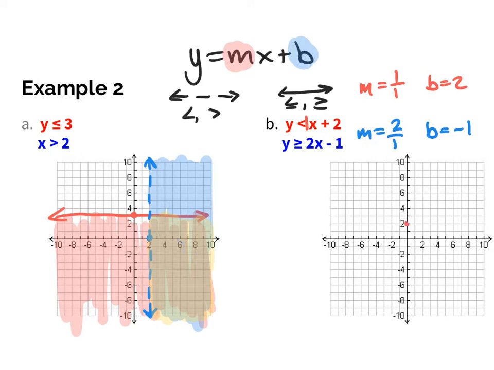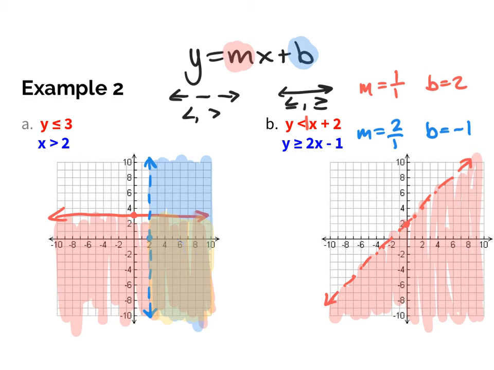So for the red line, I'm going to start at 2. 1 over 1 means I'm going to go up 1 over 1. I'm just going to plot all those points as best as I can. I can go down and left as well by plotting all those points. And then my goal is to graph the line. Now I have to remember, do I draw a solid line or a dashed line? Because it says less than and does not contain the equal to, I'm going to draw a dashed line through those points as best I can. And then I'm going to shade the region below the line because the inequality says less than.